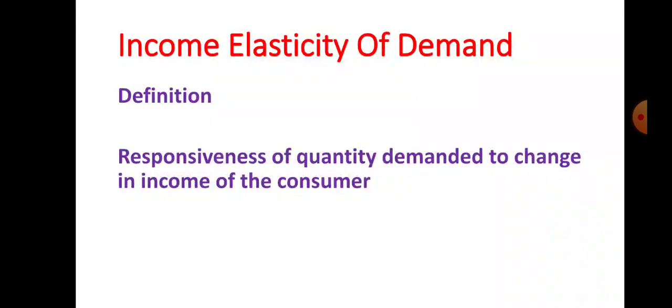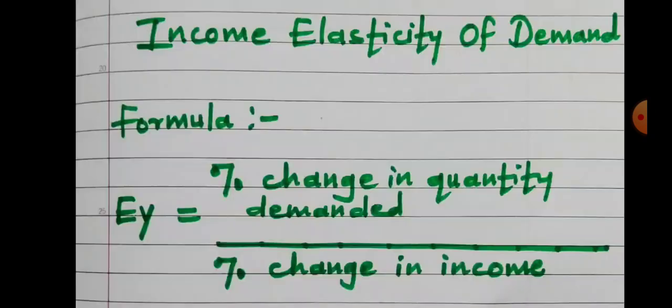Now let us see the next type of elasticity of demand, that is income elasticity of demand. Now what is the definition of income elasticity of demand? It is the responsiveness of quantity demanded to change in income of the consumer. Now let us see the formula to calculate income elasticity of demand.